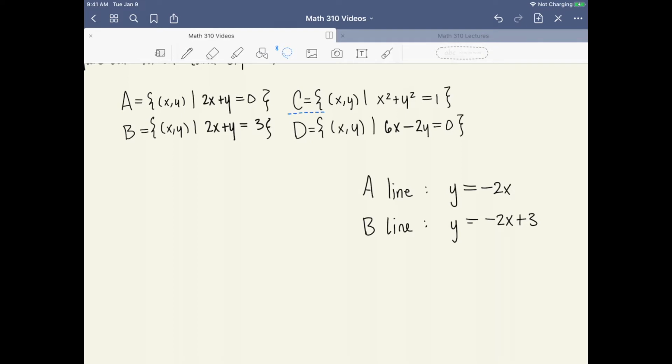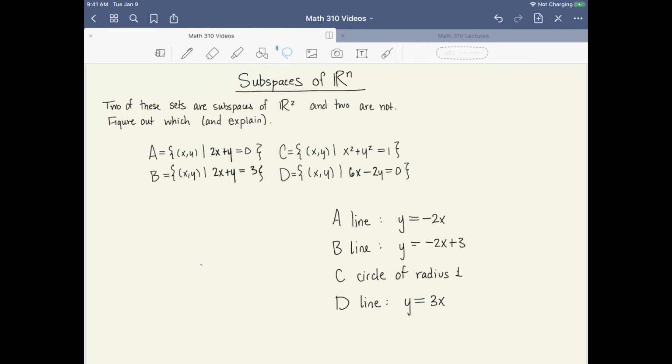Now, our set C is the set of points x, y such that x squared plus y squared is equal to 1. So C is a circle of radius 1, centered at the origin. And then for D, we have yet another line. D is the line y equals 3x. So let me put down a plot of these sets that we're going to be looking at.